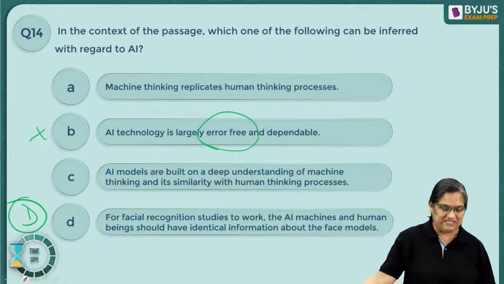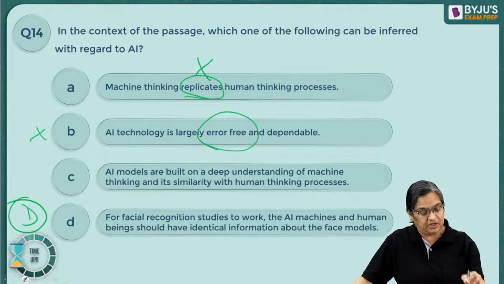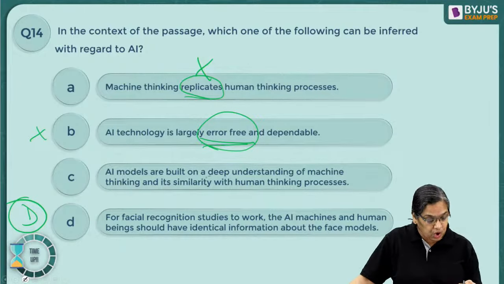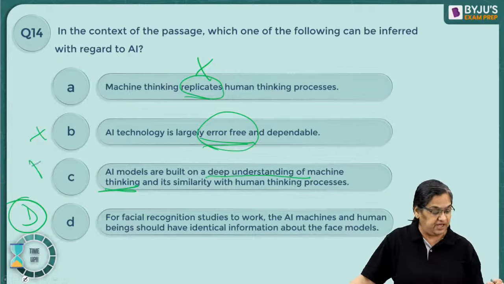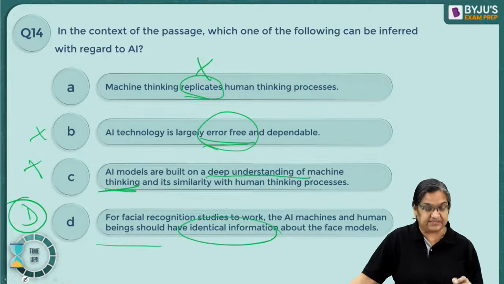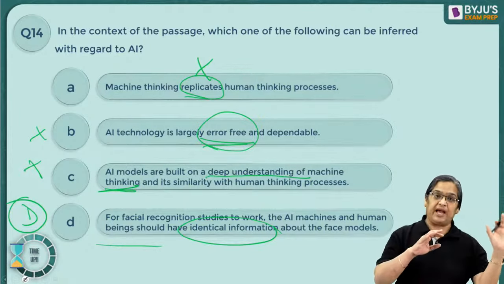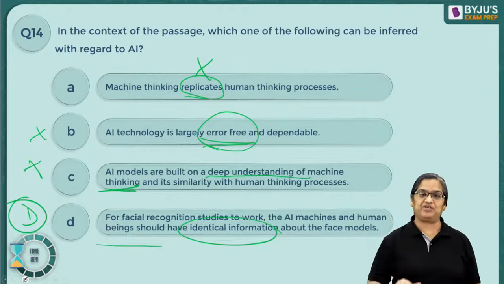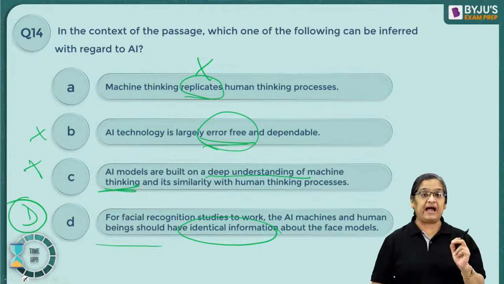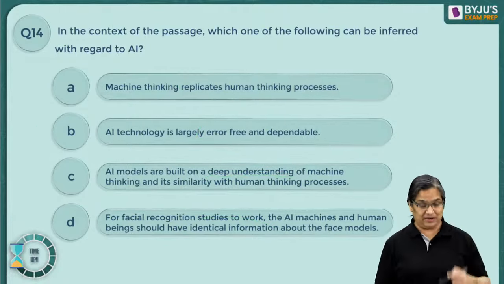No, I got my ABCs wrong. It is not A. Nothing is known about machine thinking, so it cannot be A. It is not error free, it is error prone. We do not have an understanding of machine thinking. We are still trying to find out. But it says that they should have the same information. The whole last paragraph talked about AI models, facial recognition and human facial recognition, to find out whether the processes are the same, they have to have the same information given to them. That is the key. Therefore, the answer is D. I'm sorry, I got that wrong.